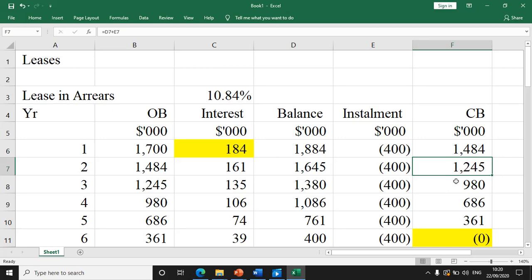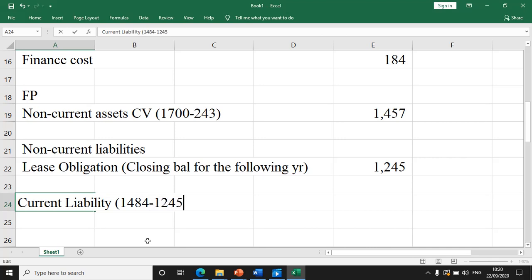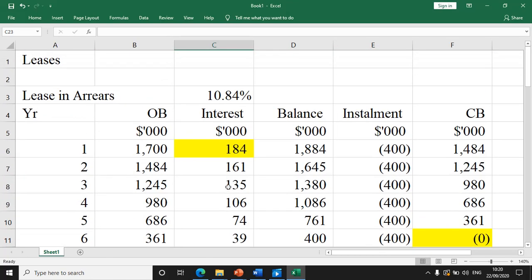We say 1484 minus 1245, if I'm not mistaken. How much do we have? 1484 minus 1245. How much do we have? I've got 239. So I hope that you've gotten something. And this is lease in arrears.